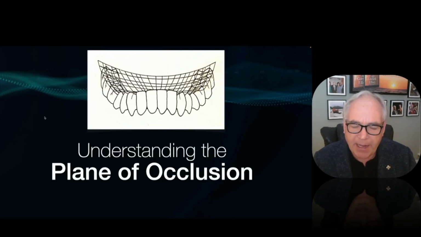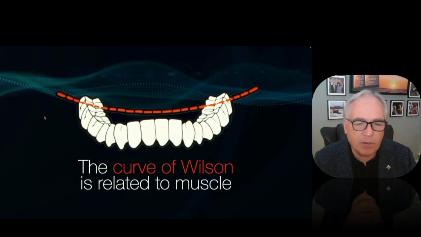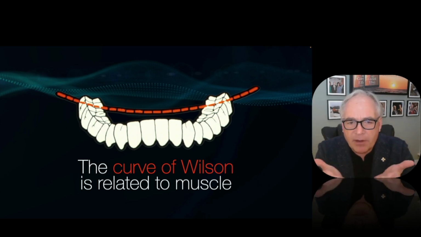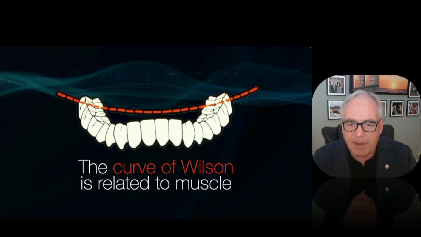So just from a standpoint of reference, there are a couple of terms that you should have some familiarization with. The first is the curve of Wilson. Curve of Wilson basically says that if you took a ball with a 4-inch radius and put it on the mandibular teeth, you'd see that the buccal cusps were a little taller than the lingual cusps, and then it would drop down a little bit, and then it would come back up. So there is a definite curve from this perspective.